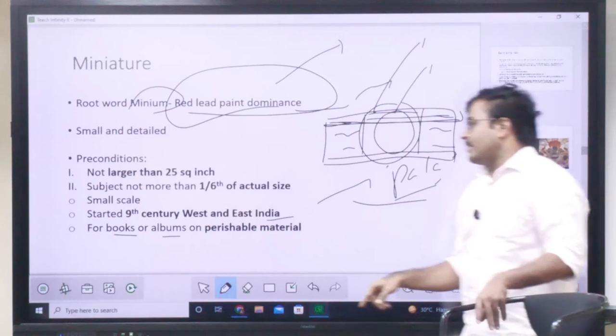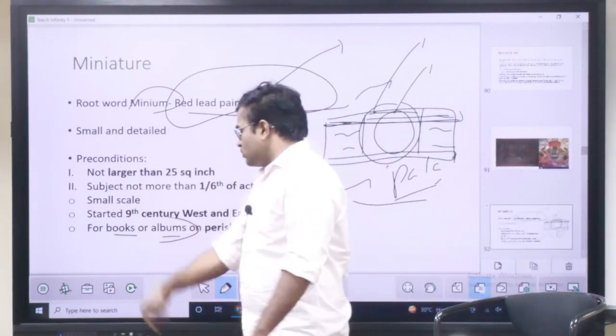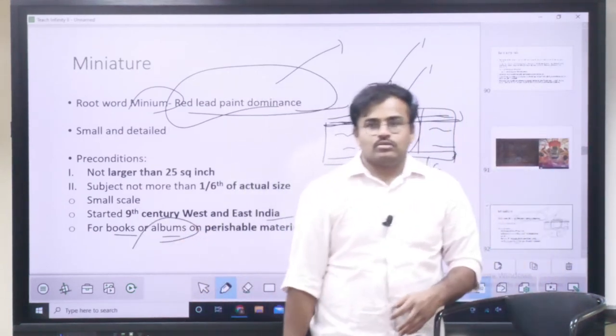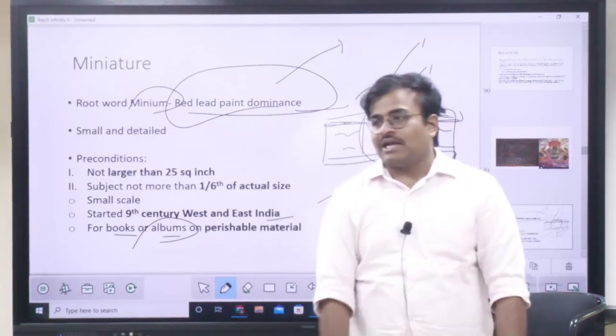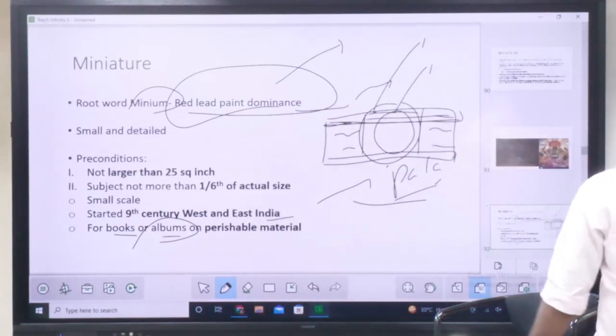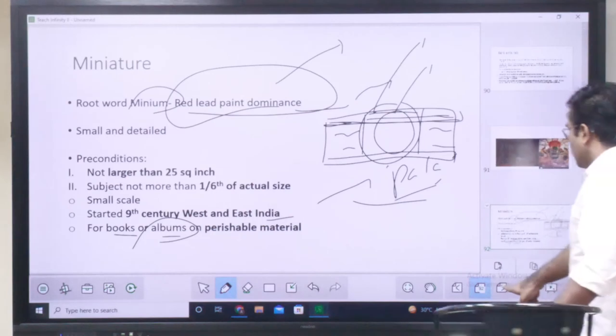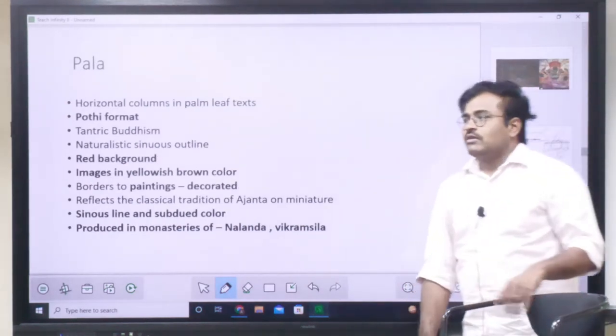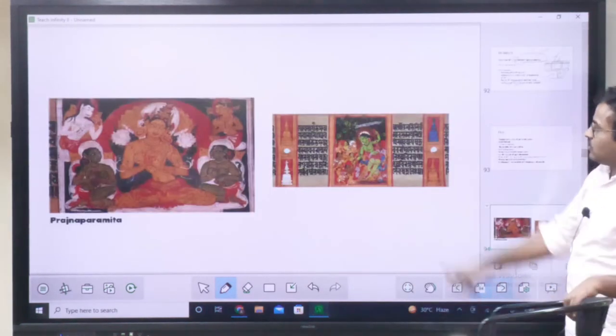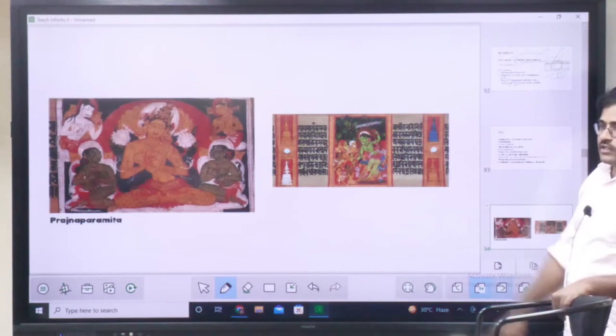Then along with that, they also sometimes are part of these albums too. An album means a collection of all the paintings. So either for albums or for books, this kind of painting tradition is followed. First we'll have a look at the Pala miniature paintings. Can you see it? This is how it looks like.